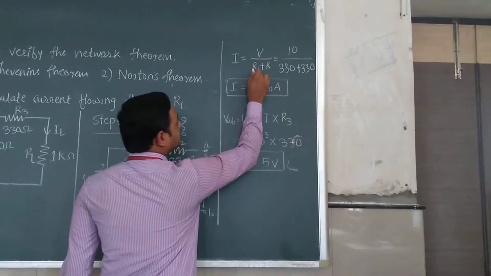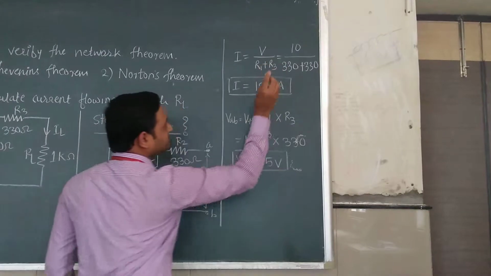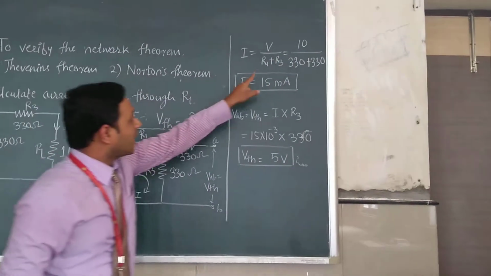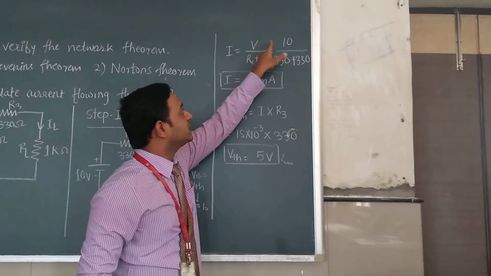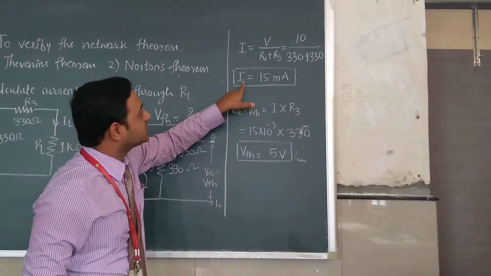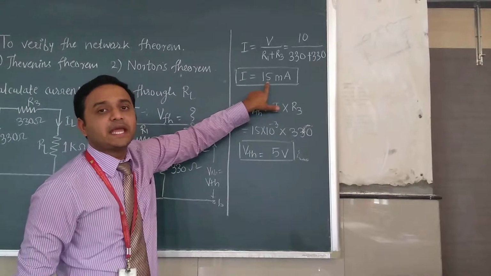This is R1 plus R3. So that's why R1 plus R3. This is 330 plus 330 and the voltage is 10. So this is the total calculation. I is equal to 15 milliampere. So what is this I?